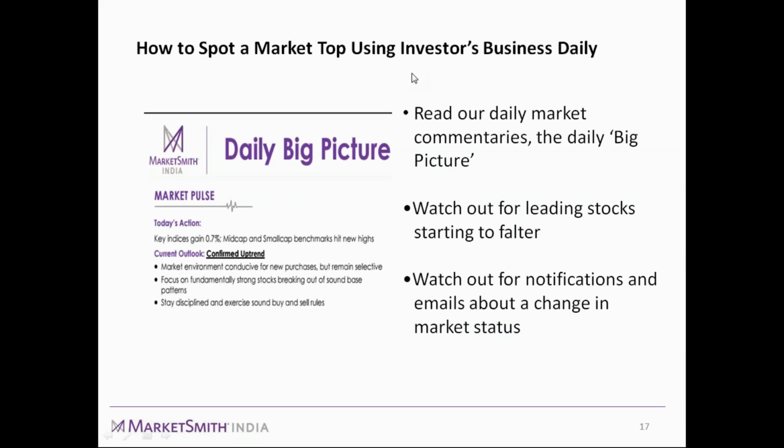So how do you spot, how will our app tell you when the market is moving into a downtrend? So we mentioned that you can count the distribution days. That is one way, and you can also have a look at our daily big picture report that goes out. So we'll always say what the current outlook is. So our outlook right now is still the market in a confirmed uptrend, and other things to watch out for is the leading stocks starting to falter. So our list will tell you the stocks that are leading stocks down on volume and leading stocks up on volume. So if you see a lot of stocks in that leading stocks down on volume section, then that is something to watch out for.